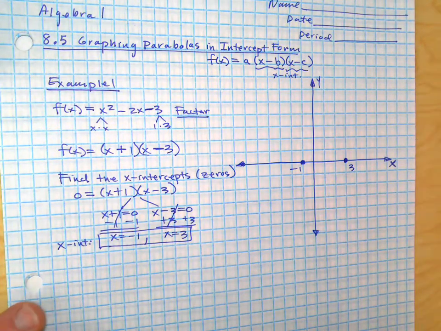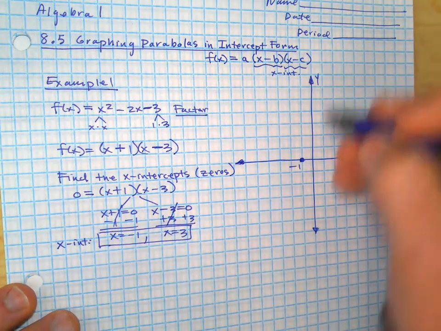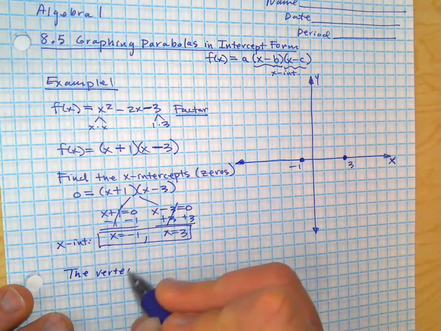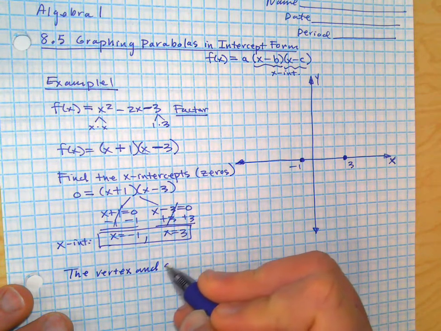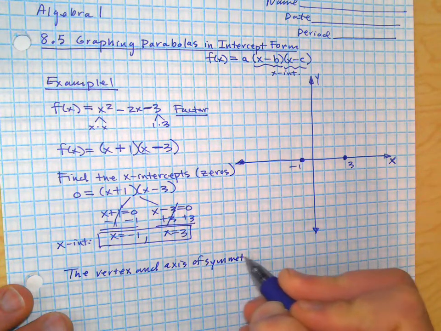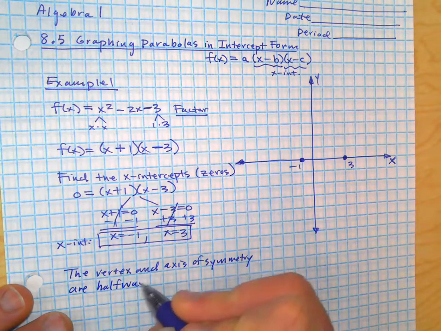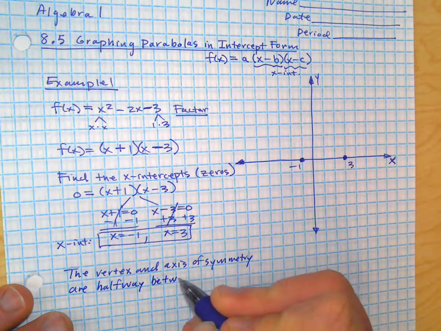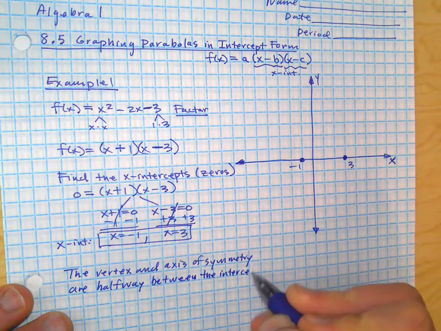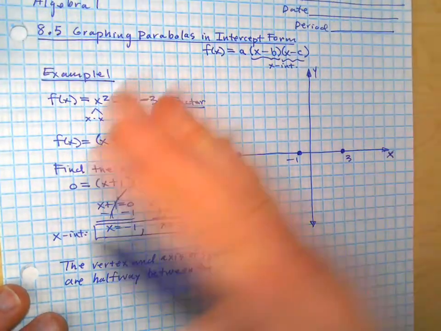Okay? Now, we're going to answer a lot of the same questions we've been answering. So here's the thing. The axis of symmetry and the vertex, we usually want those. So the vertex and axis of symmetry are halfway between the intercepts. Okay, halfway between. It kind of makes sense because we know that these graphs have 2 equal halves, right?